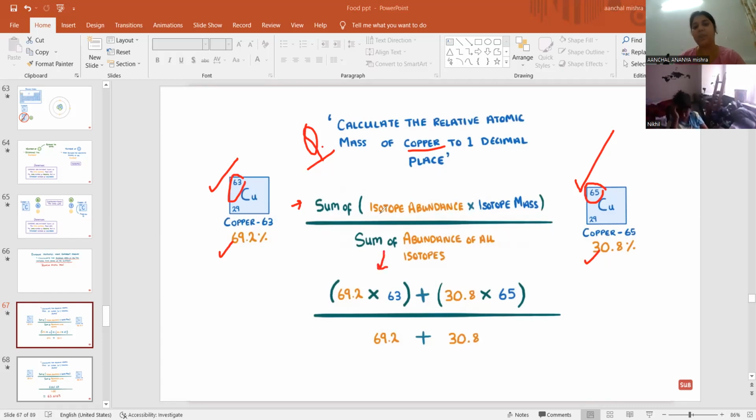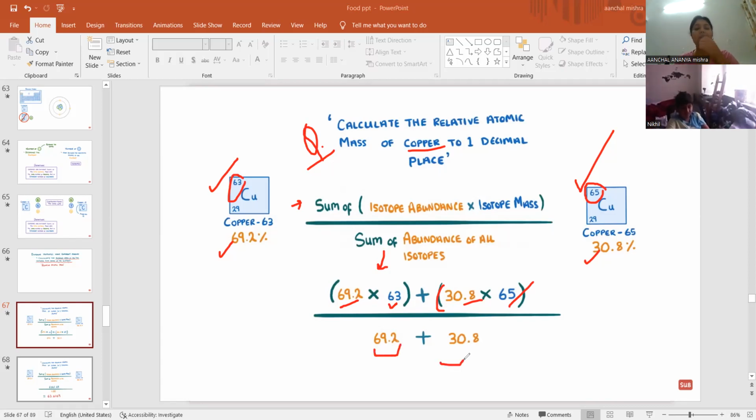What is the isotope abundance for copper 63? It is 69.2%, times the isotope mass, which is 63, right? We put this and add to it 30.8, the relative abundance of copper 65, times 65, the isotopic mass of copper 65. Now we divide it by the sum of abundance of all isotopes, that is 69.2 plus 30.8.